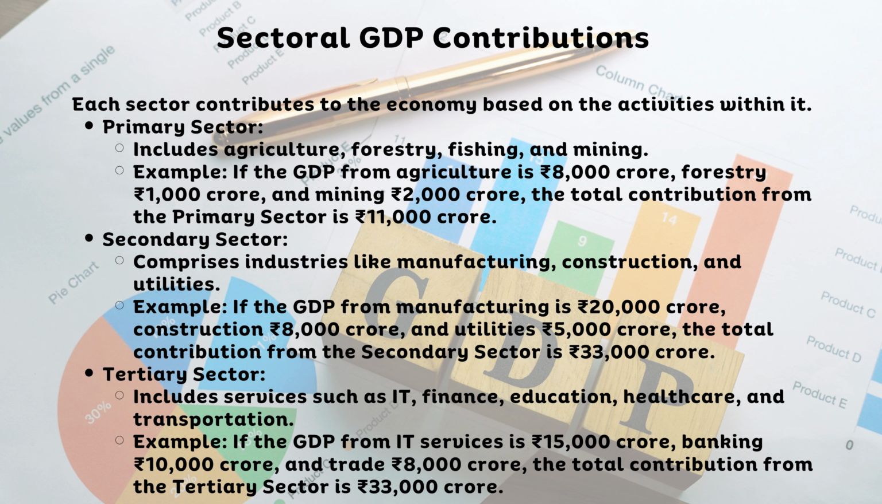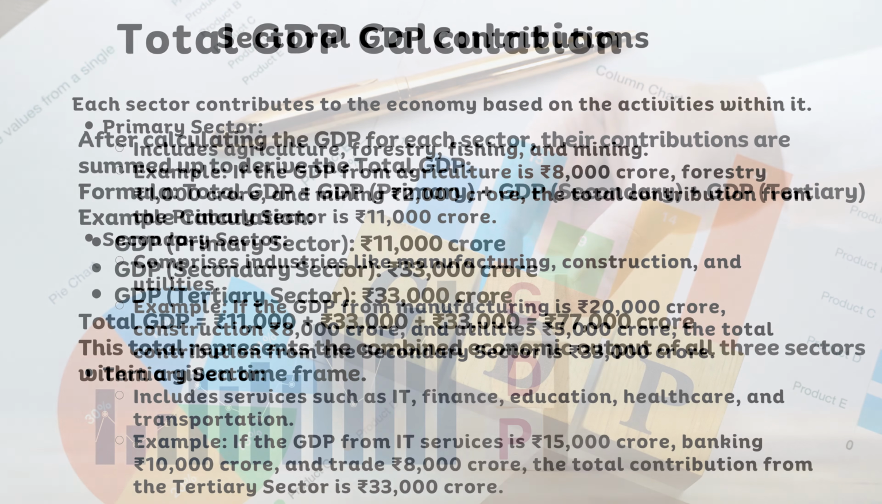Tertiary sector includes services such as IT, finance, education, healthcare, and transportation. Example: if the GDP from IT services is 15,000 crore rupees, banking 10,000 crore rupees, and trade 8,000 crore rupees, the total contribution from the tertiary sector is 33,000 crore rupees.